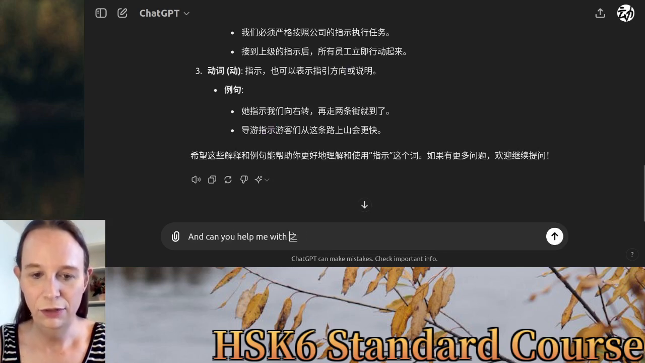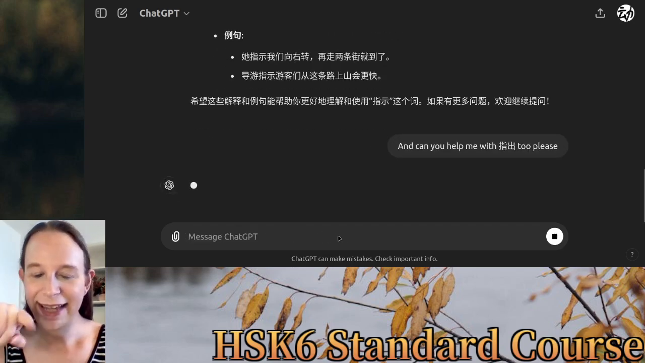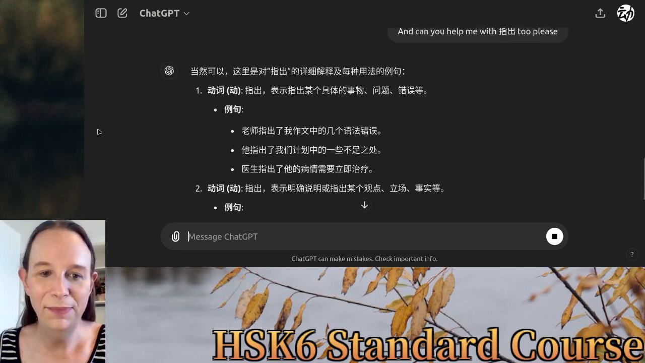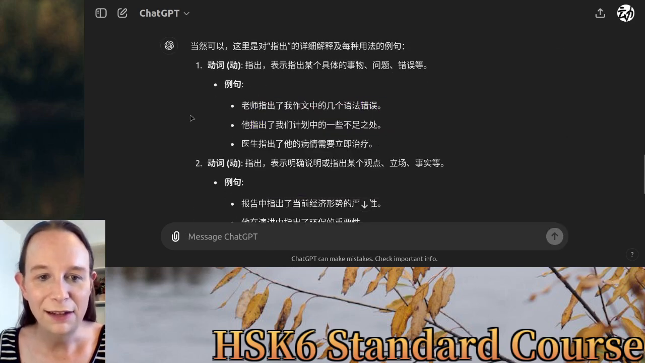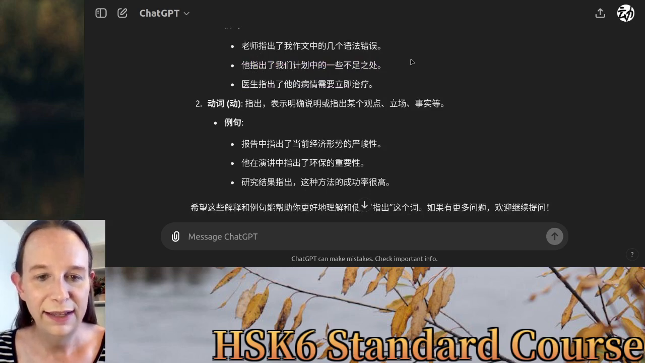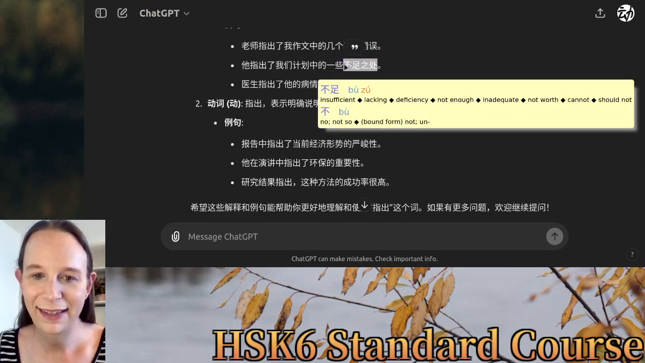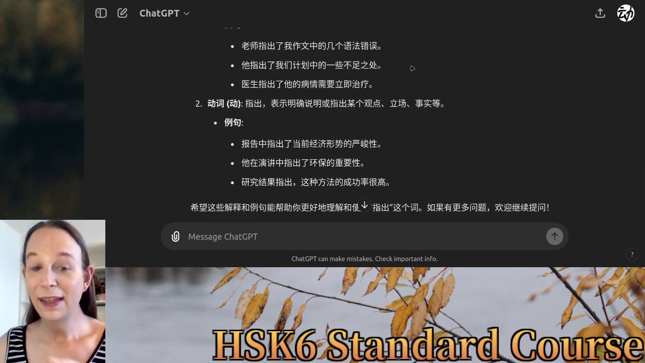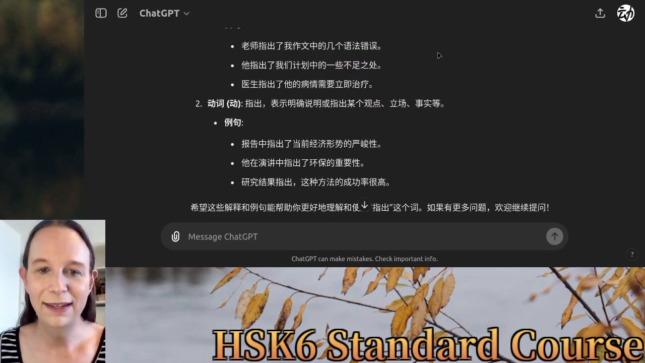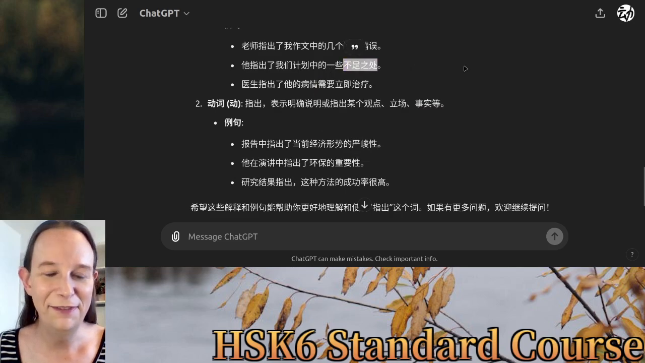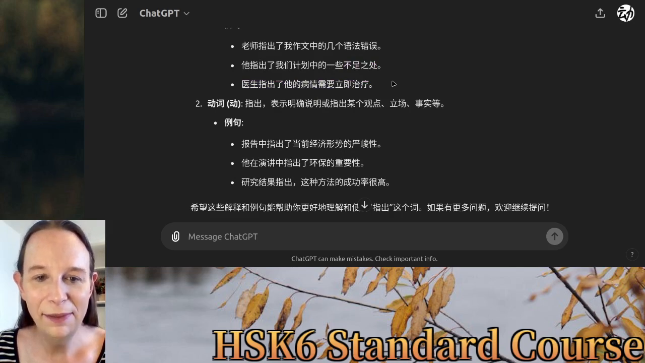And can you help me with 指出 too, please? 指出 is like point out. 指出错误, 文章里的错误. Maybe you'll point out mistakes in an article. 老师指出了我作文中的几个语法错误. Yeah, the teacher pointed out some grammar mistakes in my writing. 他指出了我计划中的一些不足之处. Okay, 不足之处 is kind of like places where it's imperfect or inadequate. It's a kind of euphemistic way of saying it's not good enough here. Pointed out some places of imperfections. 医生指出了他的病情需要立即治疗. So the doctor pointed out his medical condition requires immediate treatment.